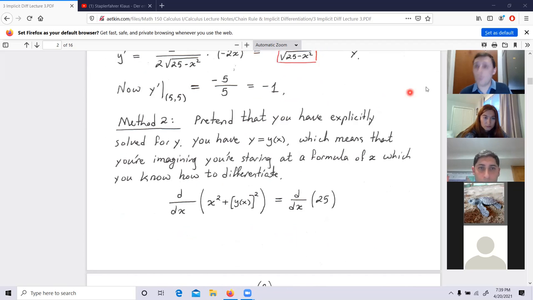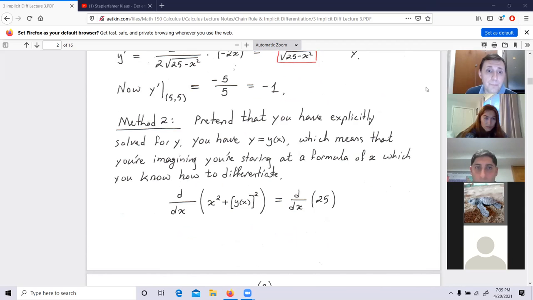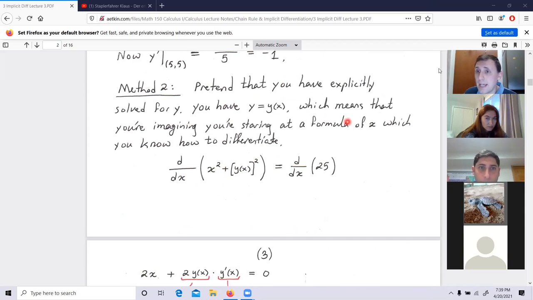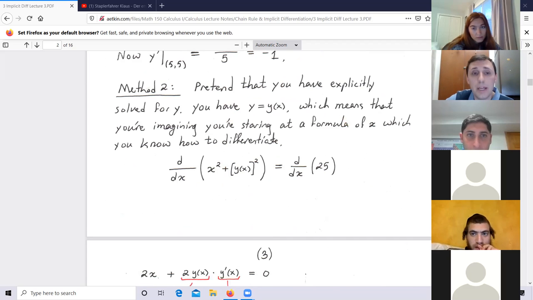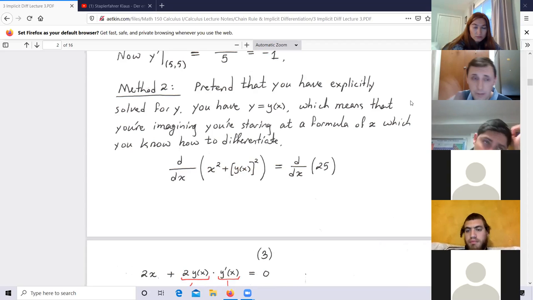Here is method 2. Method two is we do that implicitly. And how do we do that implicitly? We pretend that we carried out the step where we obtain the formula for the function. That's very important, guys. So do you see what I do here? I have x squared plus y of x squared. The y of x is that previous formula which I did not obtain. It's like I imagine that y is the formula that would result if I were clever enough and solved for it. Yes, it's that function.